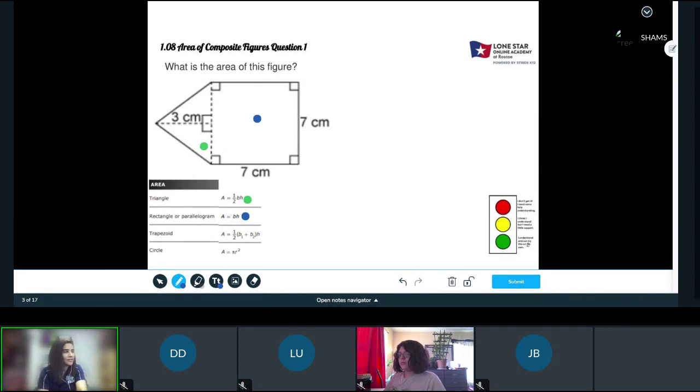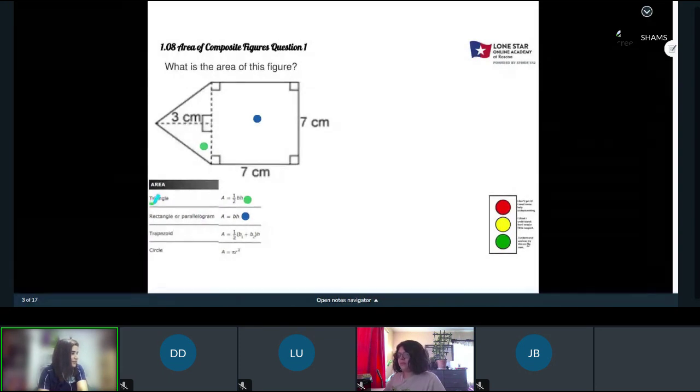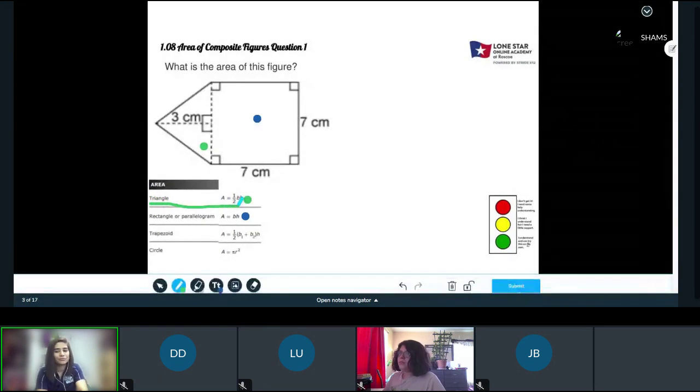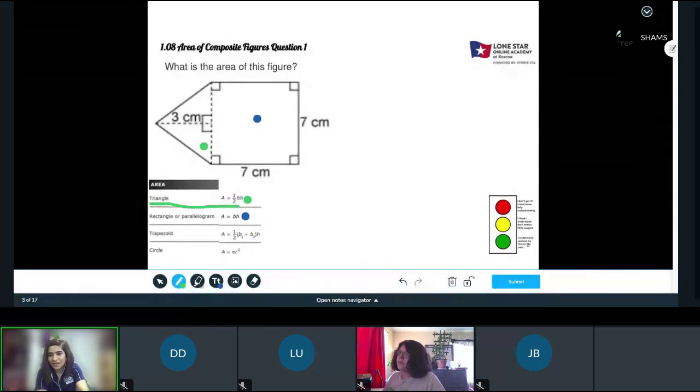So in order to find the area of the triangular part, I'm going to go back and use the green pen. I am using this formula to find the area of the triangle. The formula says half of base times height. That means I will multiply the base of the triangle times the height. Let's see.